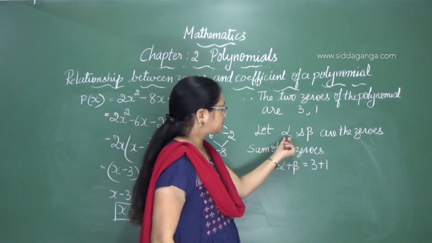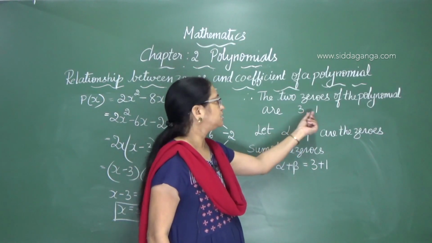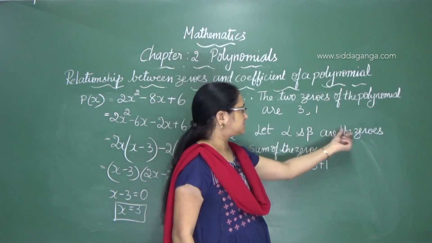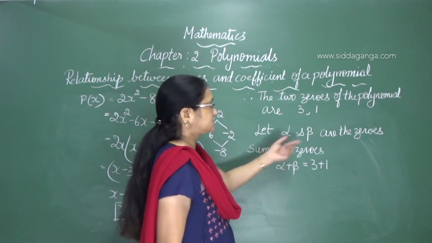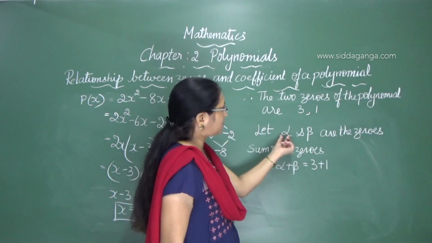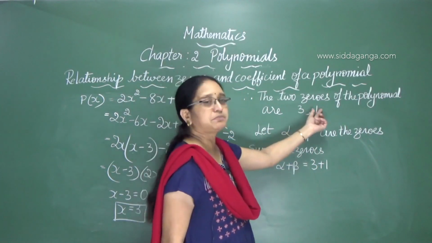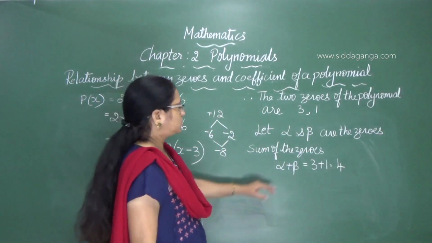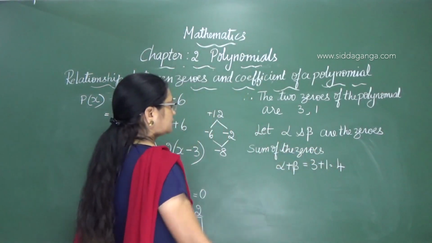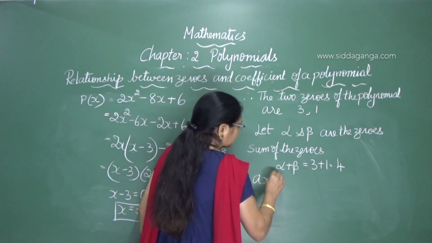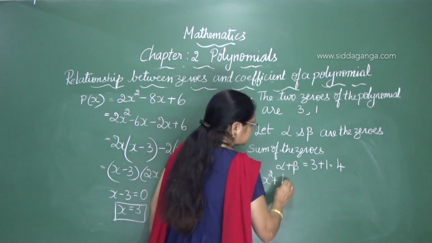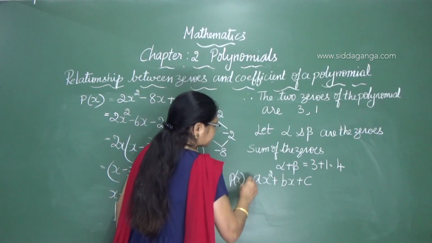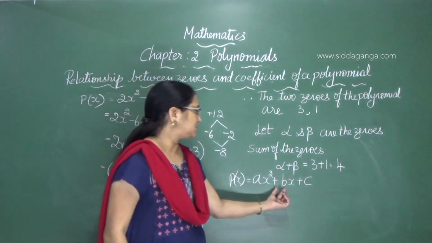I hope you understood. So 3 is alpha and 1 is beta. In the general form, you take alpha and beta as the zeros of the polynomial. So the sum of the zeros means alpha plus beta, which will be 3 plus 1, equal to 4. Now, to compare this with the coefficients, you all know the general form of a quadratic polynomial is p(x) = ax² + bx + c.